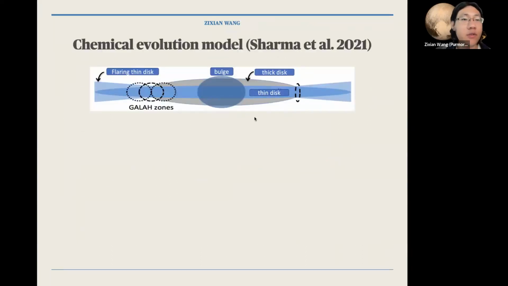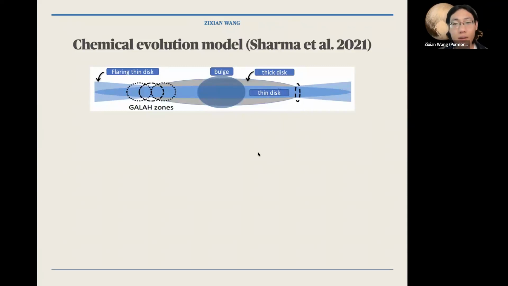So I will briefly introduce the chemical evolution model. This is from my supervisor, Sanjib Sharma. This graph shows you the basic components of the Milky Way. We have a bulge, which should also have a boxy/peanut shape, we have the thin disk, we have the thick disk, and we also have the flare in the outer thin disk.